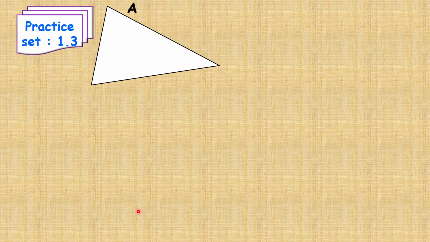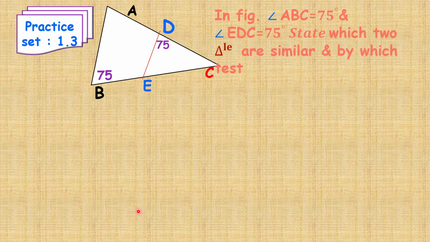Practice set 1.3. In this triangle ABC, DE is the segment such that measure of angle ABC is equal to 75 degree and measure of angle CDE is also 75 degree. State which two triangles are similar by which test. First, observe in this figure which two triangles are shown. Obviously, the first is a bigger triangle ABC and another DEC. These are the two triangles.